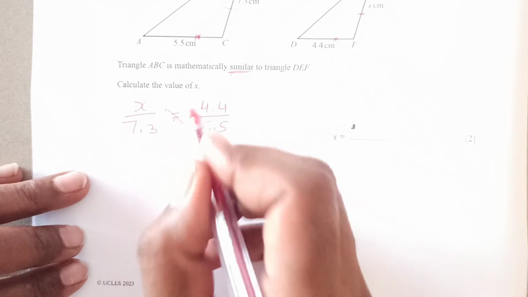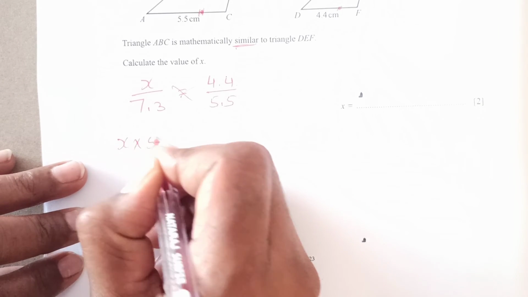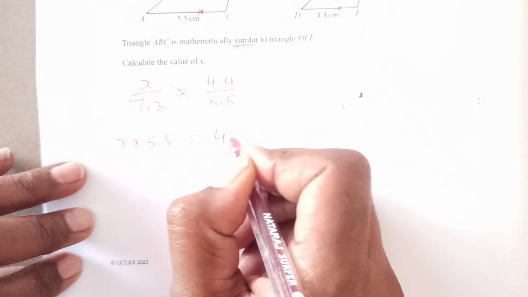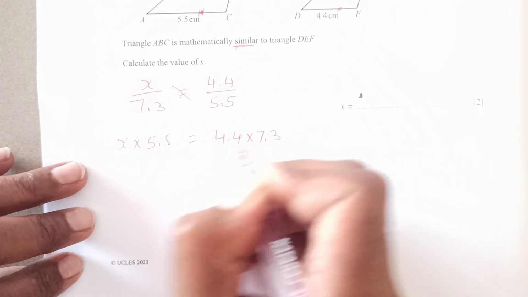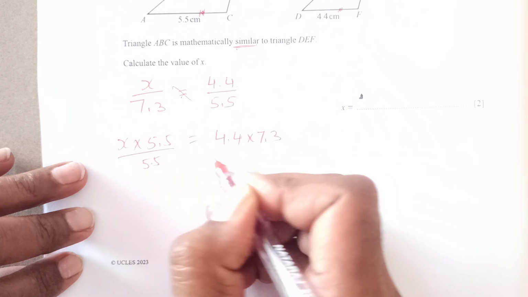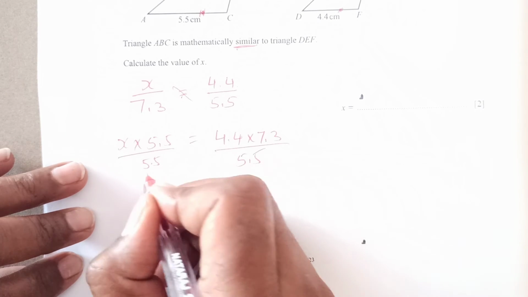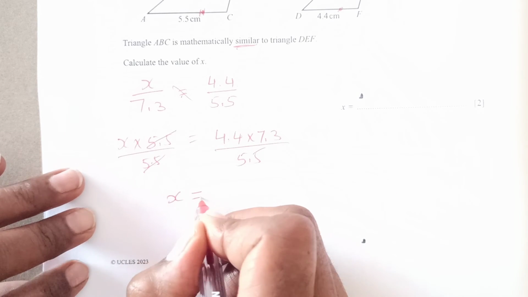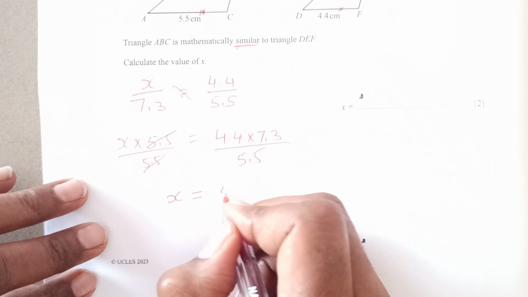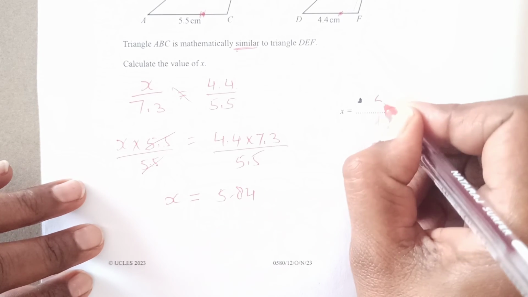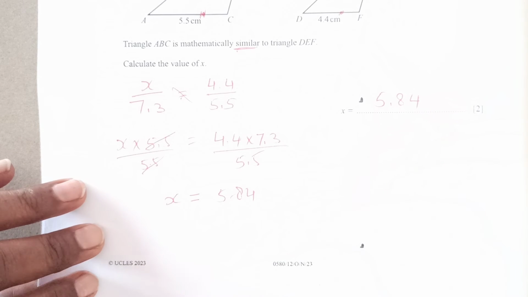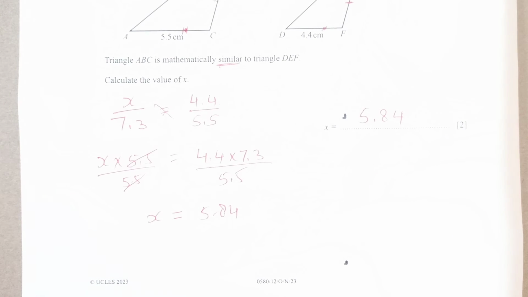So now you just cross multiply. So x times 5.5 equals 4.4 times 7.3, divided by 5.5. So this and this go. So this is equal to 5.84. So x is 5.84, right?